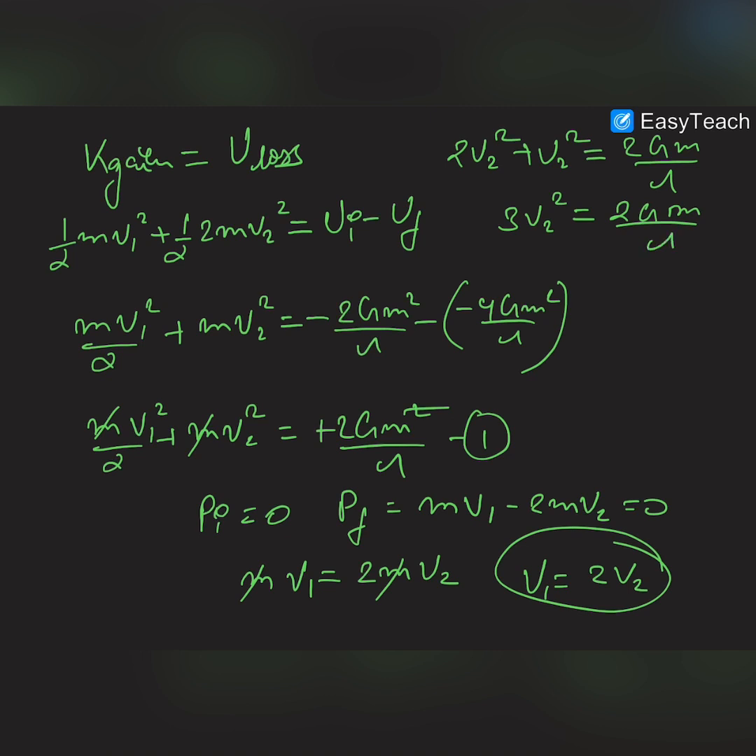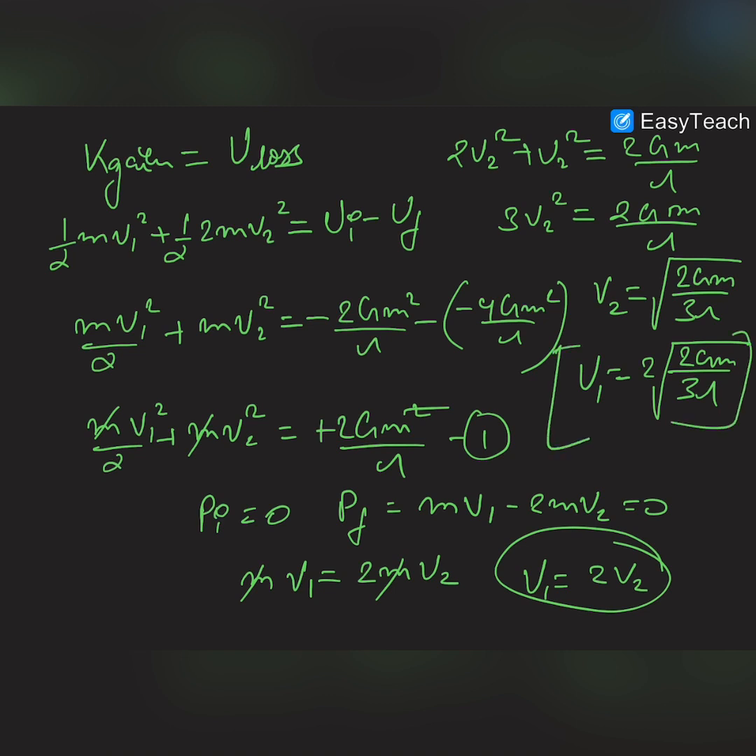2GM by r, and therefore v2 is equal to under root of 2 by 3 GM by r, or we can write it as 2GM by 3r. And obviously v1 would be equal to twice of v2, so it is 2 of under root of 2GM by 3r. So these are the values of v1 and v2.